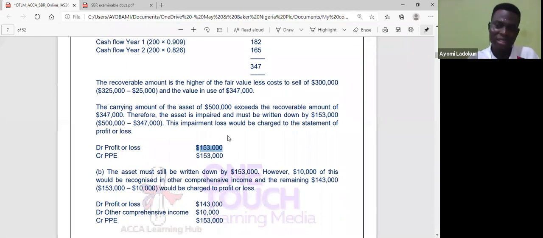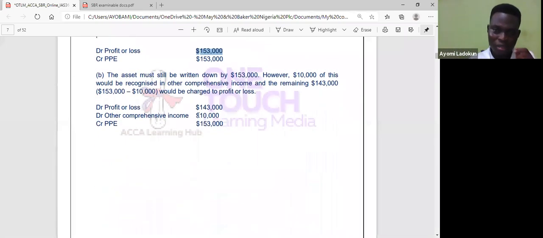Normally, this 153 should have been taken to the profit or loss account. But because there was a balance in the OCI on the same asset, the standard says that when an asset has been previously revalued and suffered impairment, the impairment loss should first be taken to the OCI. Initially you credited OCI, so you now debit it with 10,000. I have 153, so removing 10,000 from 153, I have 143 left.